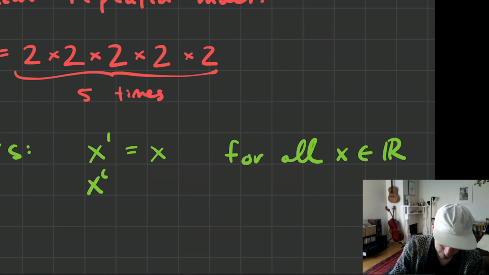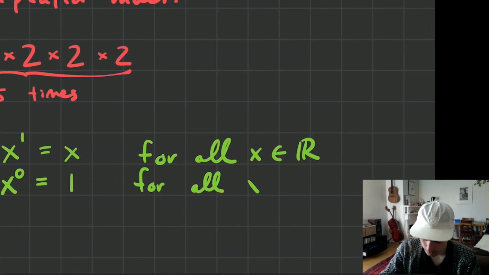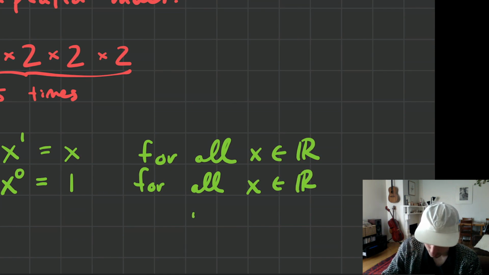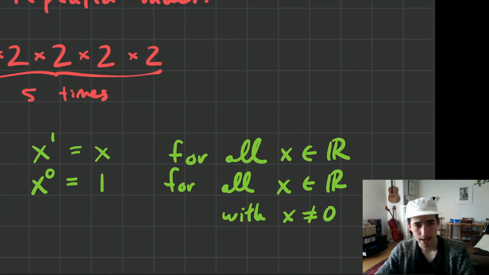X to the power of 0 is equal to 1. And this is for all real numbers x with x not equal to 0 itself. So it works for every number except 0. So any number to the power of 0 is equal to 1 except for 0.